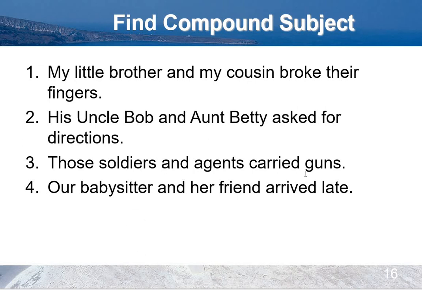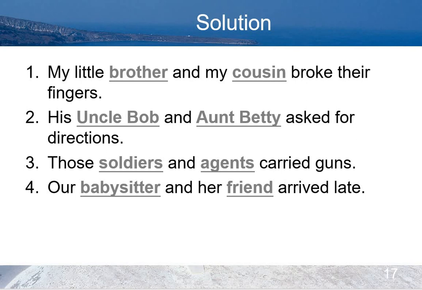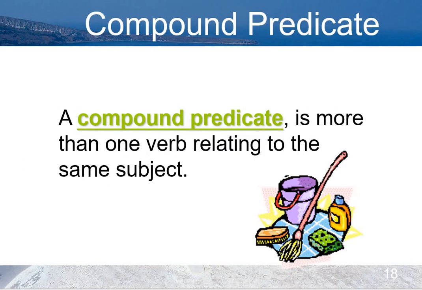Those soldiers and agents carried guns. Soldiers and agents, they are compound subject. Our babysitter and her friend arrived late. Babysitter and her friend, they are compound subject. This is the solution. Compound predicate.